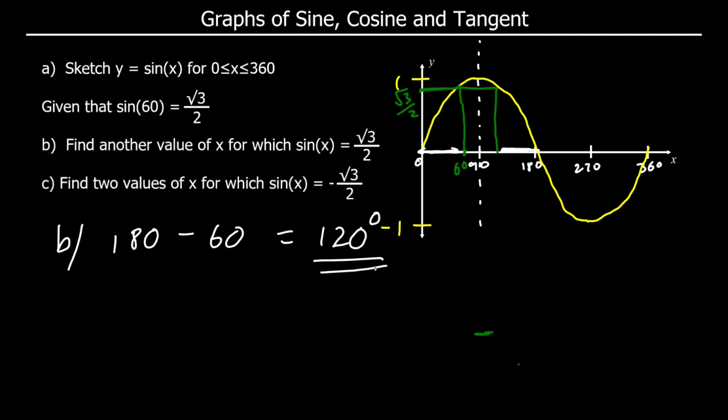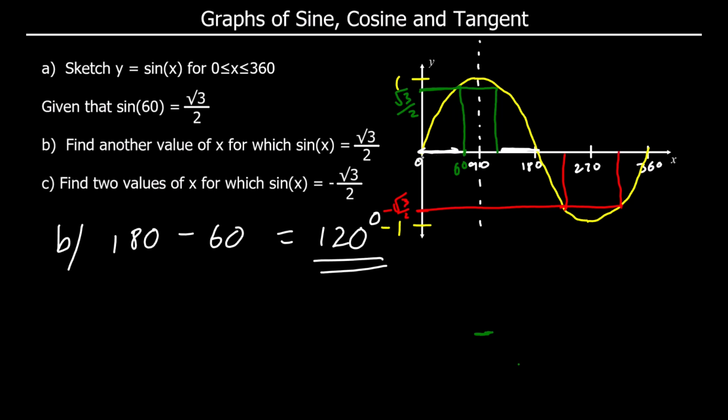Part C, find two values of x for which sine x is negative square root 3 over 2. So what would that look like on the graph? So this peak here is going to be the same as this peak here, only it's negative. So let's do negative root 3 over 2. That's going to be down here, negative square root 3 over 2. So it's going to be here and here.